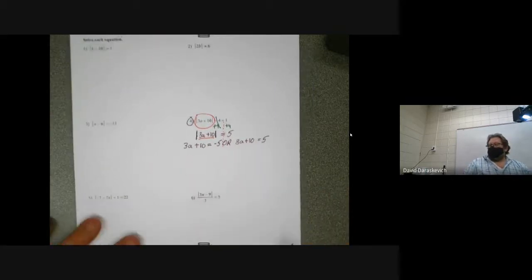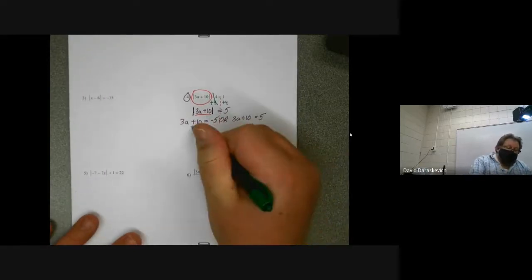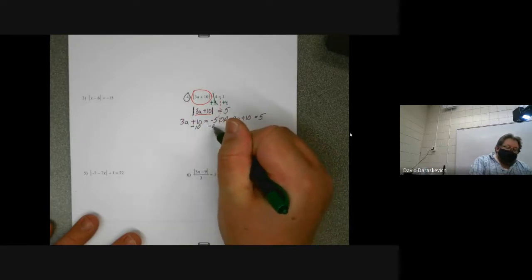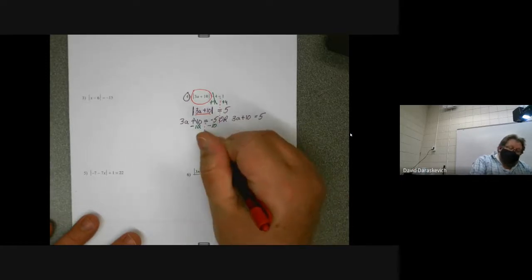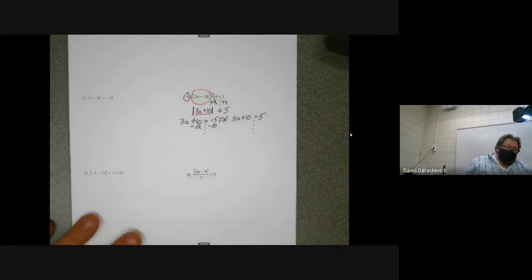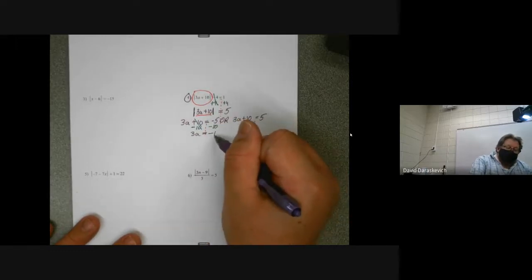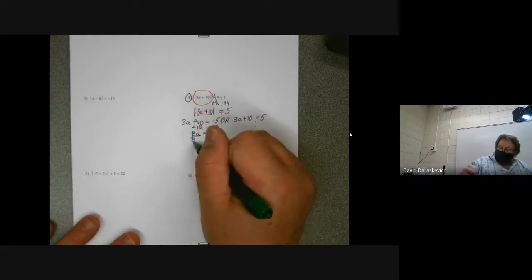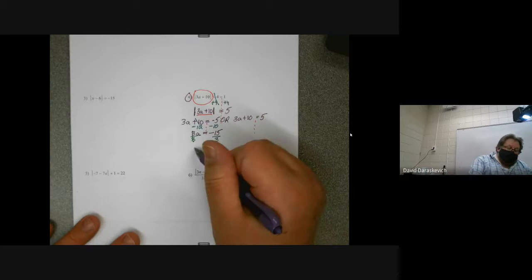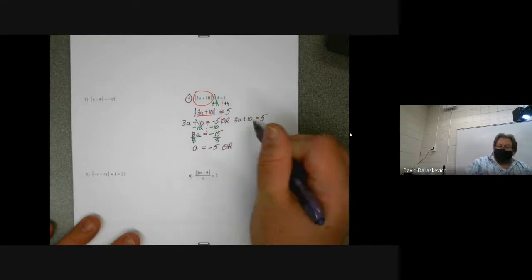Now I just got to solve these separately. So I'm going to subtract 10, subtract 10. I get 3a. Now again, if you want to put your dotted line there, that's fine. So I get 3a is equal to -15. And then divide by the coefficient 3. And a equals -5.